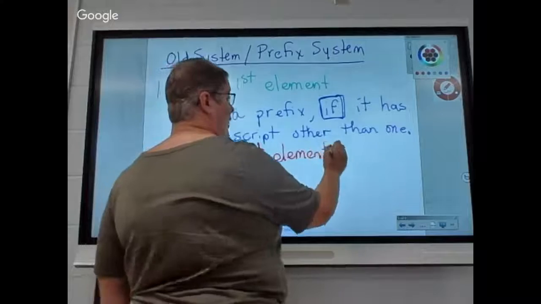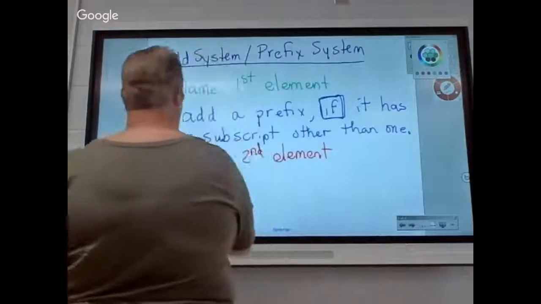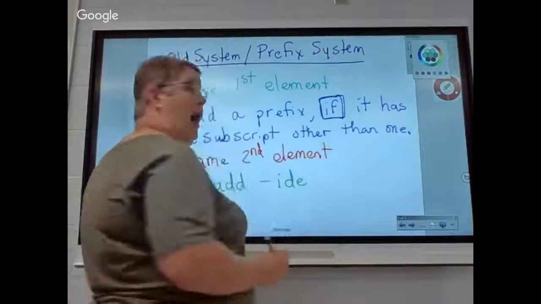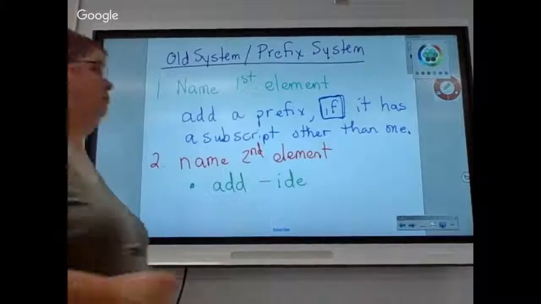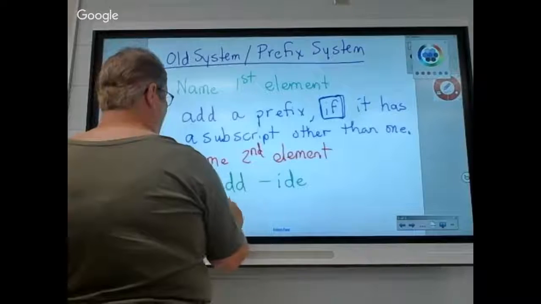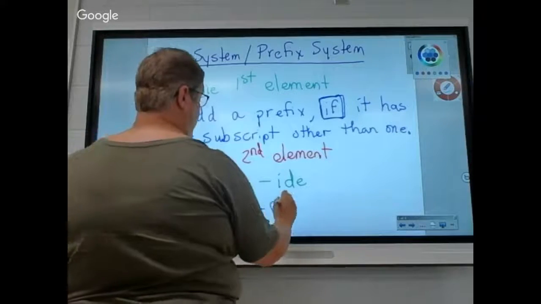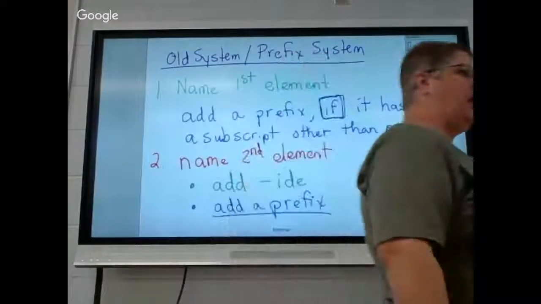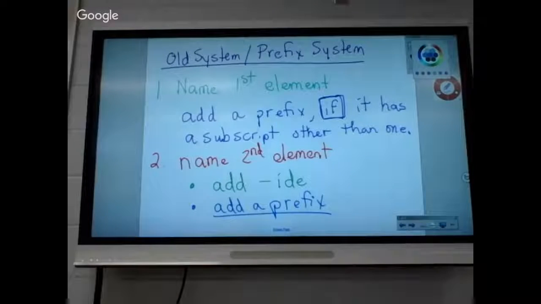This time we have to do 2 things. We have to add -ide. No options because they're all going to be binary. And we're going to add a prefix. Doesn't matter how many we have this time. We will add a prefix regardless. It's only the first element we decide if it is or isn't going to get one. The second element always has a prefix.